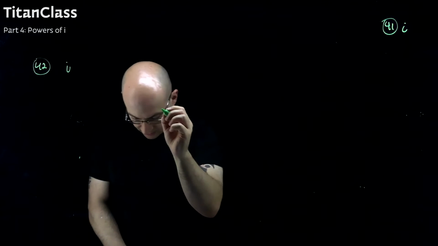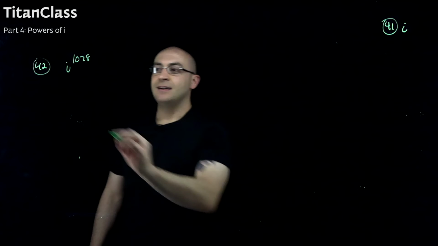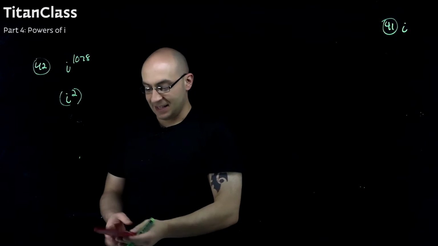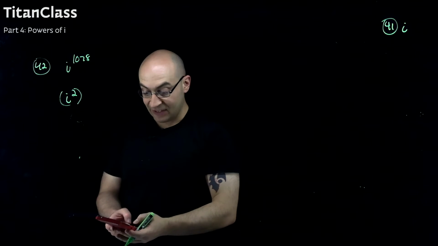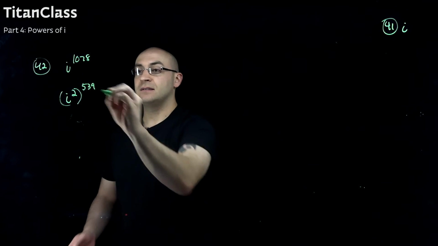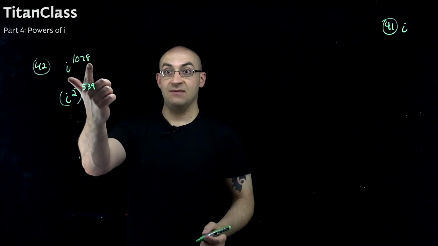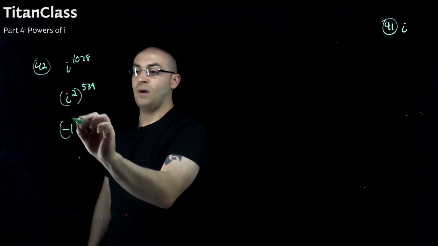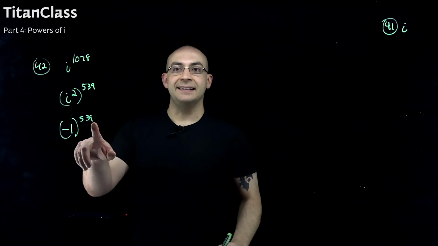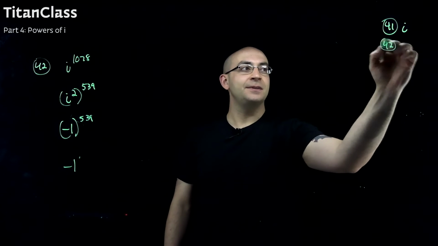i to the 1078th power. Cool. Okay, so again, don't stray from the process. This is i squared. I just want to divide it in my calculator. So what is 1078 divided by 2? And it's 539. Okay. No remainder though, right? Because this is an even number. So this is -1 to the 539th power. 539 is odd, which means I have a -1 result. So 42 is a -1.